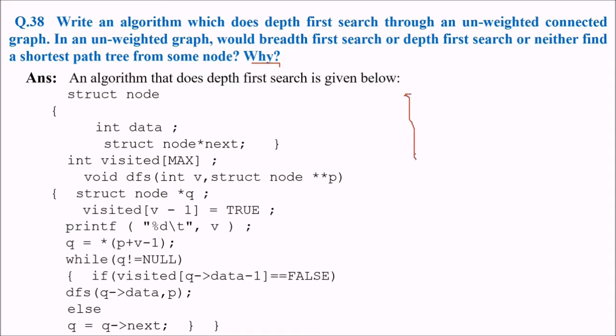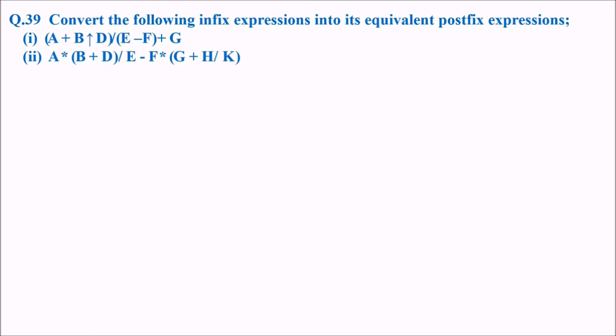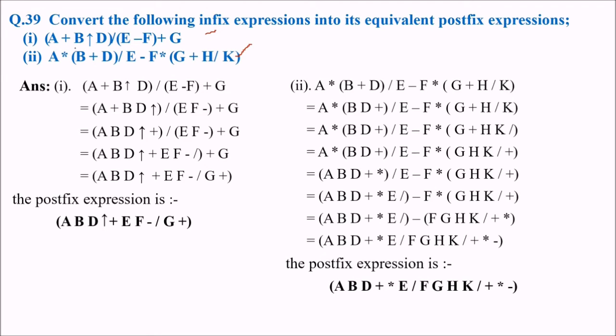So this is an algorithm for depth first search through an unweighted connected graph, and this is self-explanatory, and we have implemented it through this list. So I hope you'll be able to understand it. I leave it here. Now we have to convert the following infix expressions into their equivalent postfix form. So how are we going to convert it?